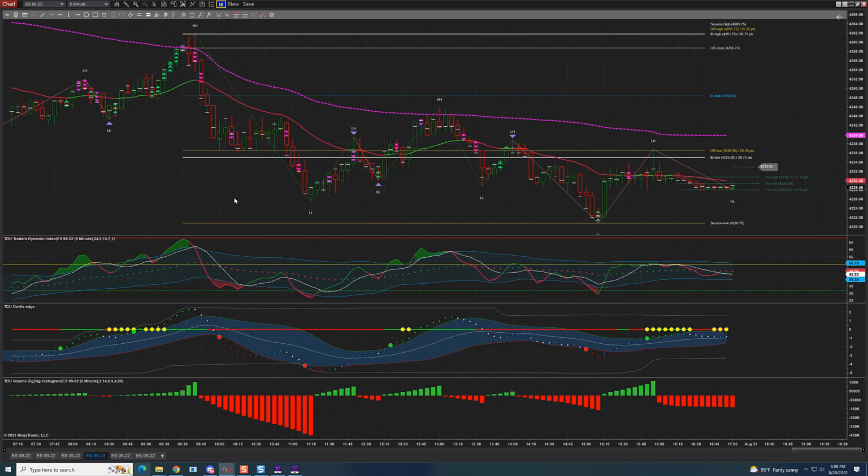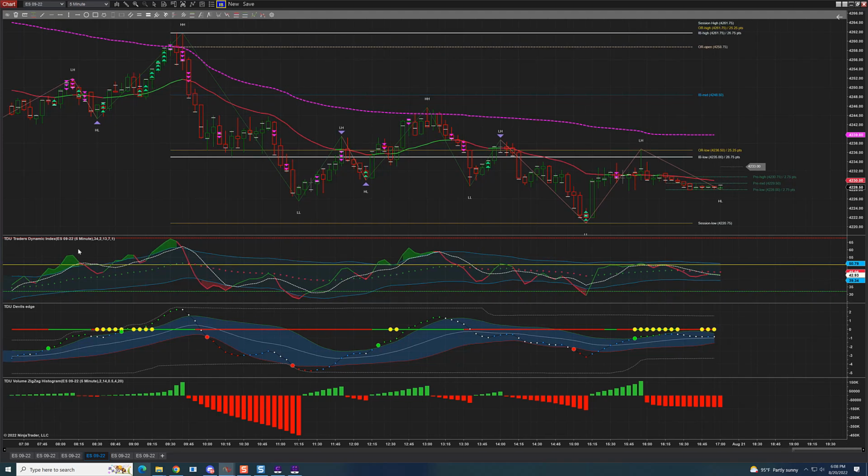So this is a pretty full-featured template here. This is something I would trade. I might have a few other things on it. We'll look at that in a second.